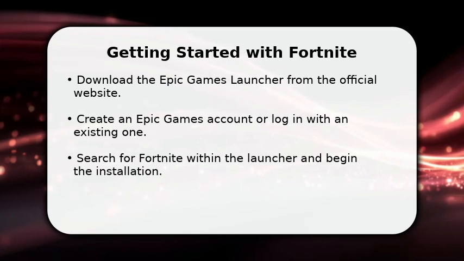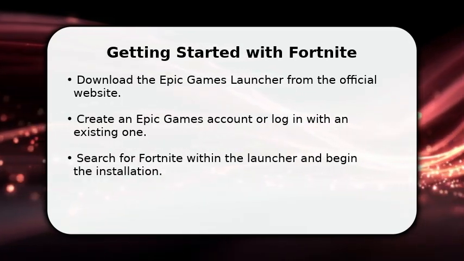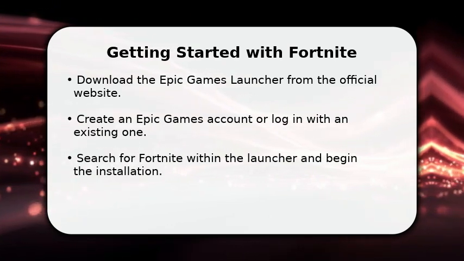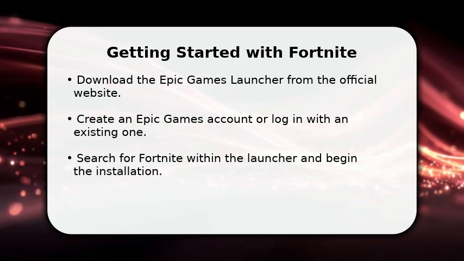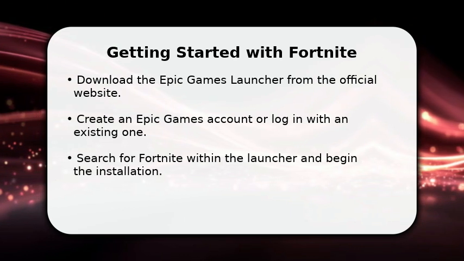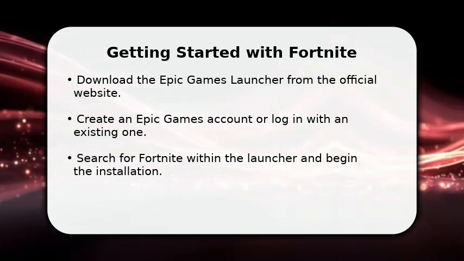In this video, I will explain how to play Fortnite on Windows. First, you'll need to download the Epic Games launcher from their official website. Once downloaded, install it and either create a new Epic Games account or log in if you already have one. Then, simply search for Fortnite within the launcher's store and click Install.